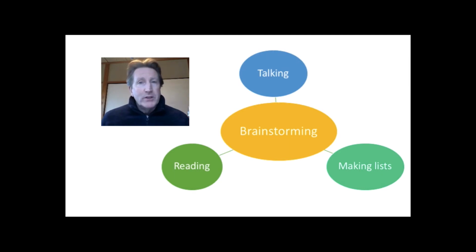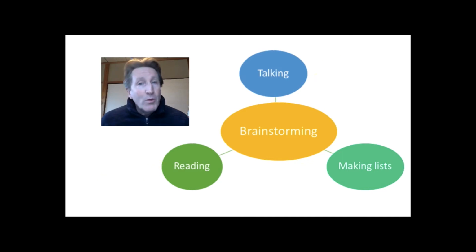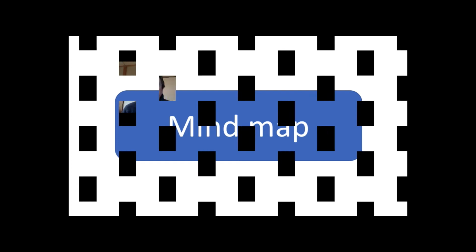There are several ways to get ideas through brainstorming. Probably most of you will know that you have to do some reading about your topic and then make notes or lists of ideas. Another way is to talk about the topic with your friends, with your teacher or with your classmates. These are all common ways to brainstorm. One other way to brainstorm that you may not be so familiar with is to make a mind map. Let's look at how to do this.